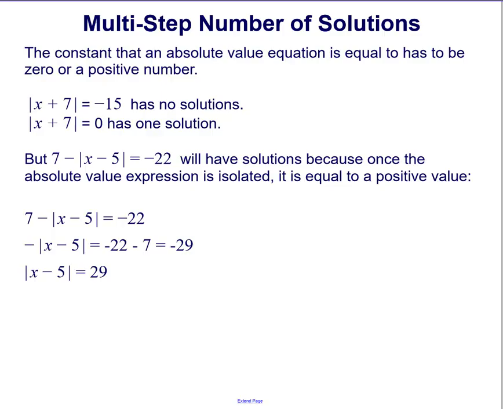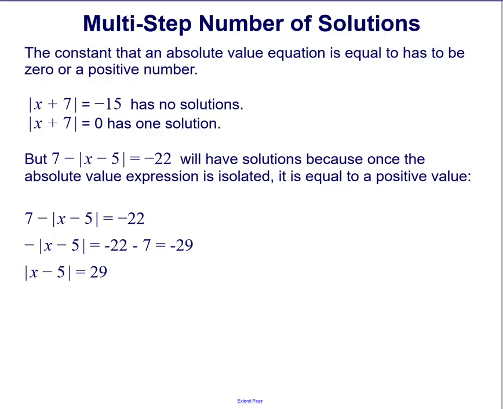But if I have 7 minus the absolute value of x minus 5 is equal to negative 22, that will have solutions because once the absolute value expression is isolated, it is equal to a positive value. So at first glance, you might say, hey, there's no solution here. This is equal to a negative number. But watch what happens when we perform some algebra. I start by subtracting 7 from both sides, and that leaves me with negative the absolute value of x minus 5 is equal to negative 29. I divide both sides by negative 1, and my final expression is going to be the absolute value of x minus 5 is equal to a positive 29.